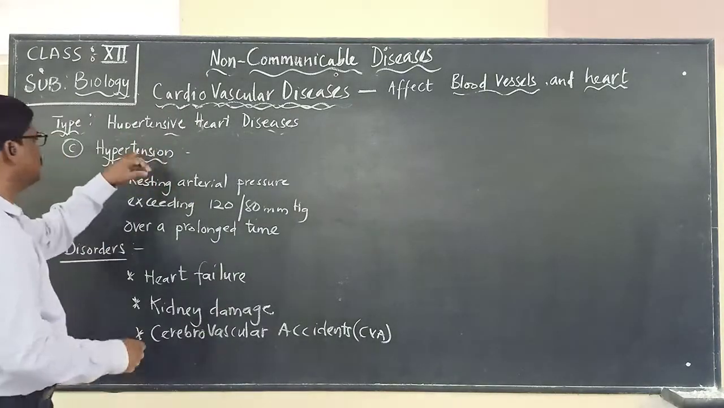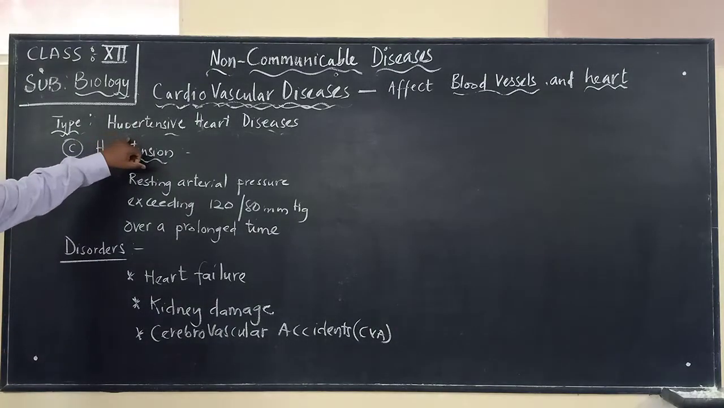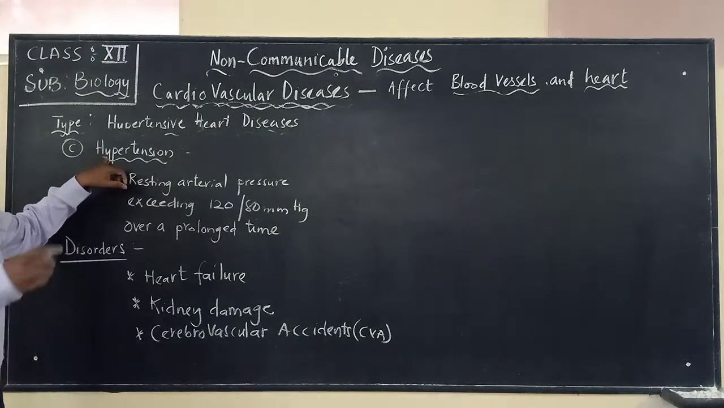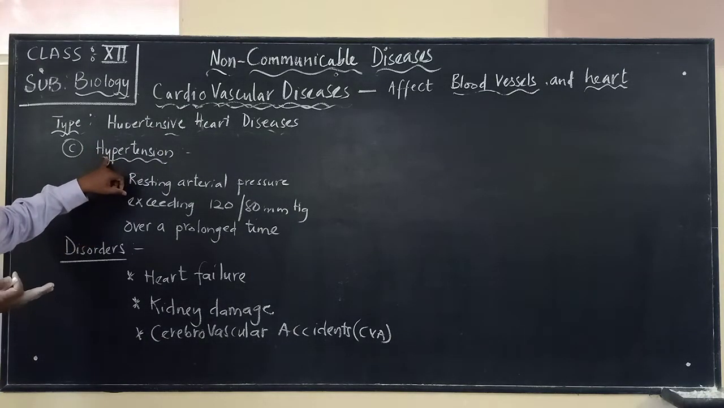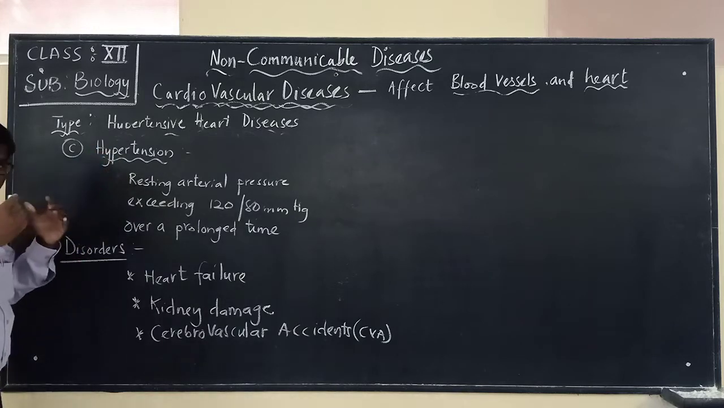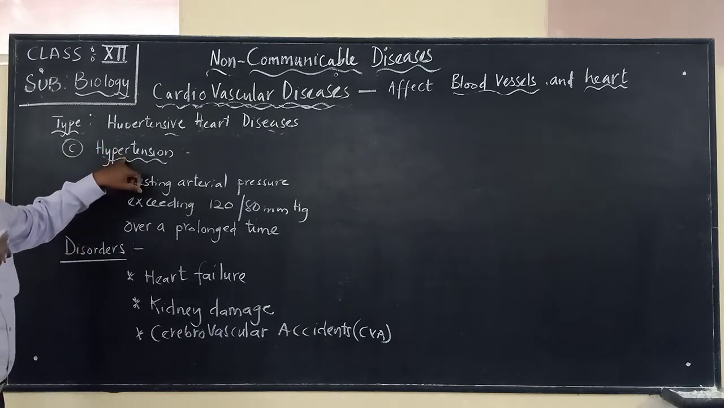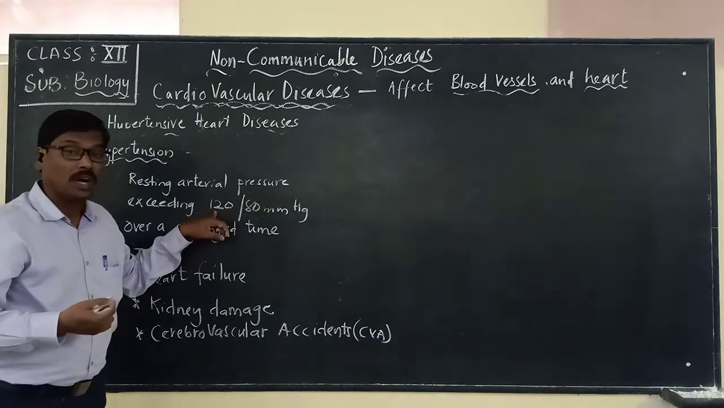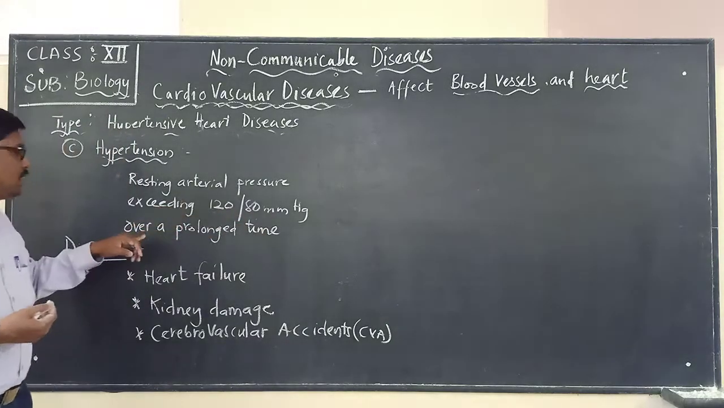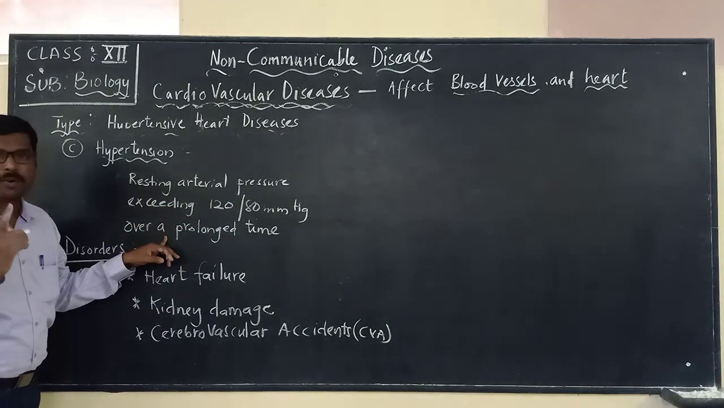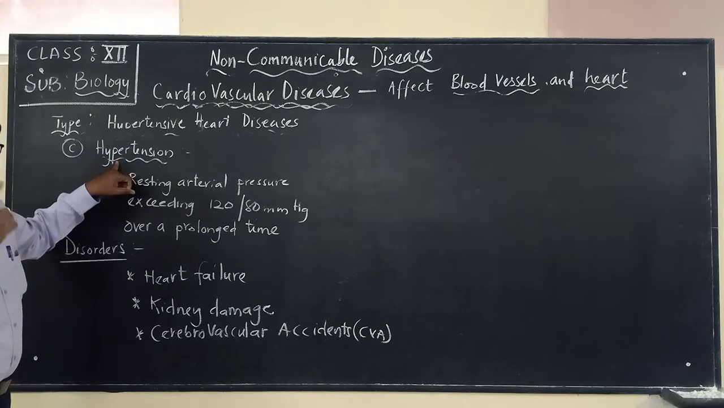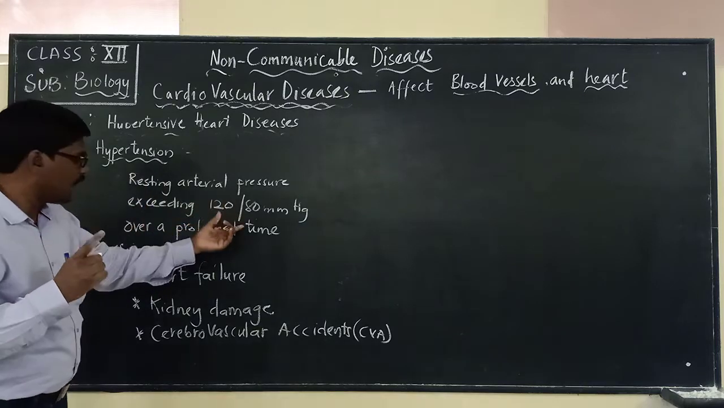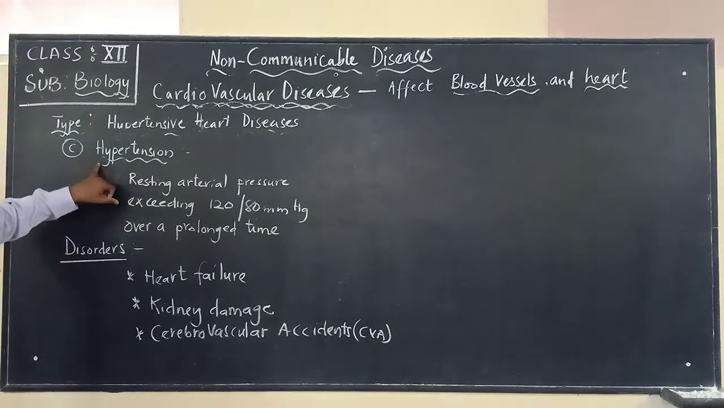And now the next one is hypertension, which also comes under hypertensive heart diseases. Hypertension, as we already said, is high blood pressure. Hypertension can be defined as resting arterial pressure exceeding 120 by 80 mmHg over a prolonged time. We are calling it hypertension.